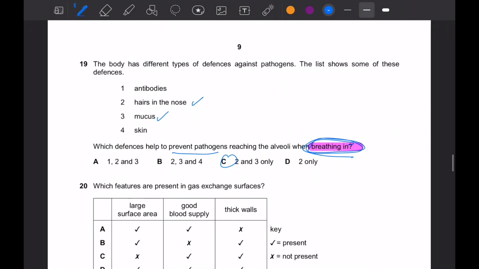Next question, which features are present in gas exchange surfaces? For the rate of diffusion to be high, we need a large surface area. We also do need a good blood supply, but we would want a thin wall instead, so that the distance moved is shorter, and hence the rate of diffusion will be faster. So the answer would be A.